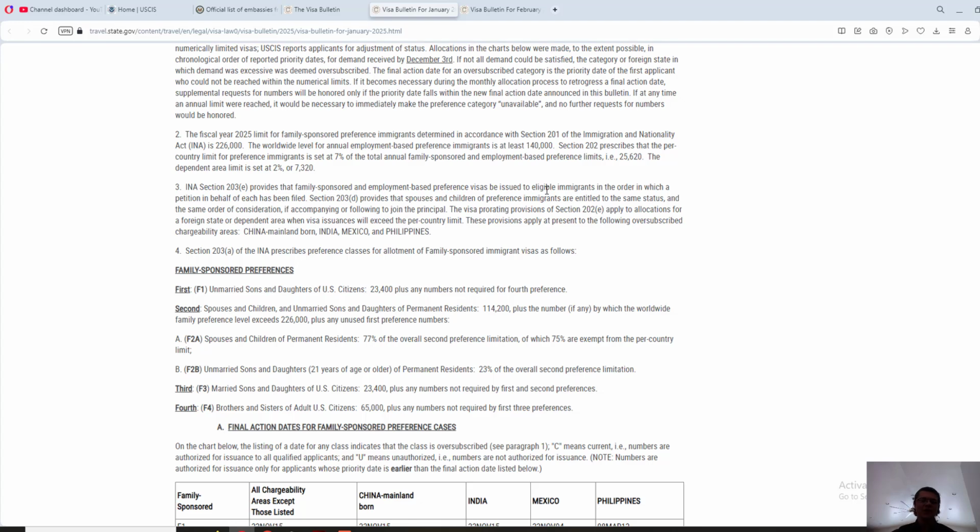Now, whenever it comes to immediate relatives, like parents of US citizens, or children and spouses of US citizens, the visa bulletin does not apply to you, because once your I-130 is approved by USCIS and transferred to the NVC, that's it, your immigrant visa is already available. You don't have to deal with the visa backlog. So the visa bulletin is for people who are dealing with the backlog.